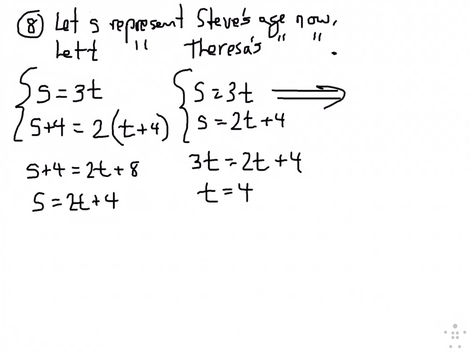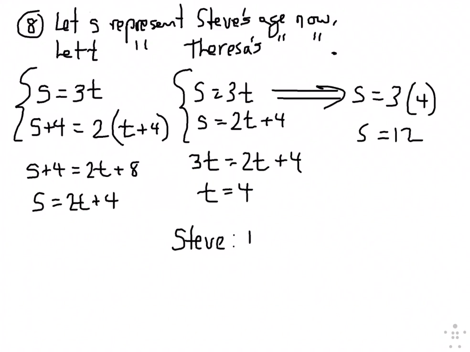And then we can use this one, S equals 3 times 4. S equals 12. So Steve is 12 years old and Teresa is 4 years old.